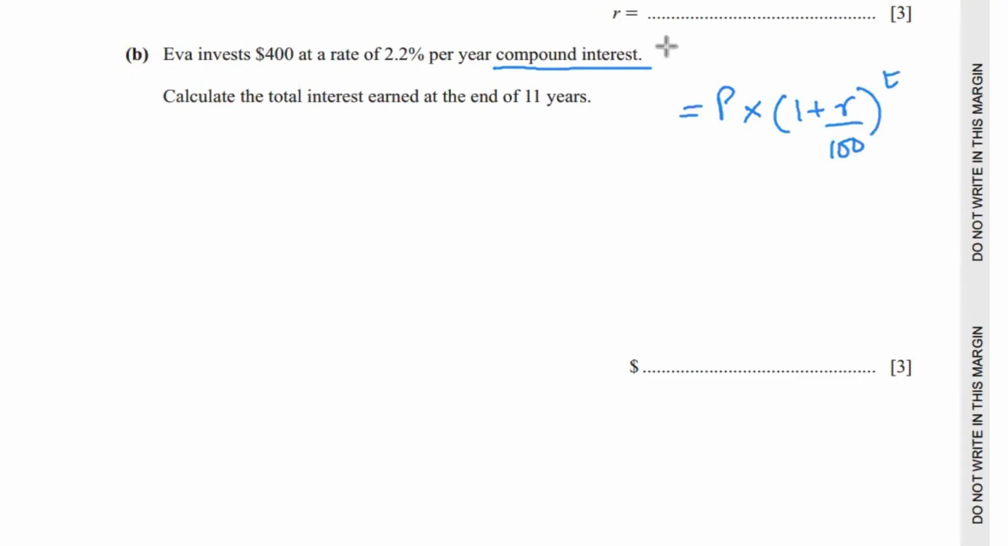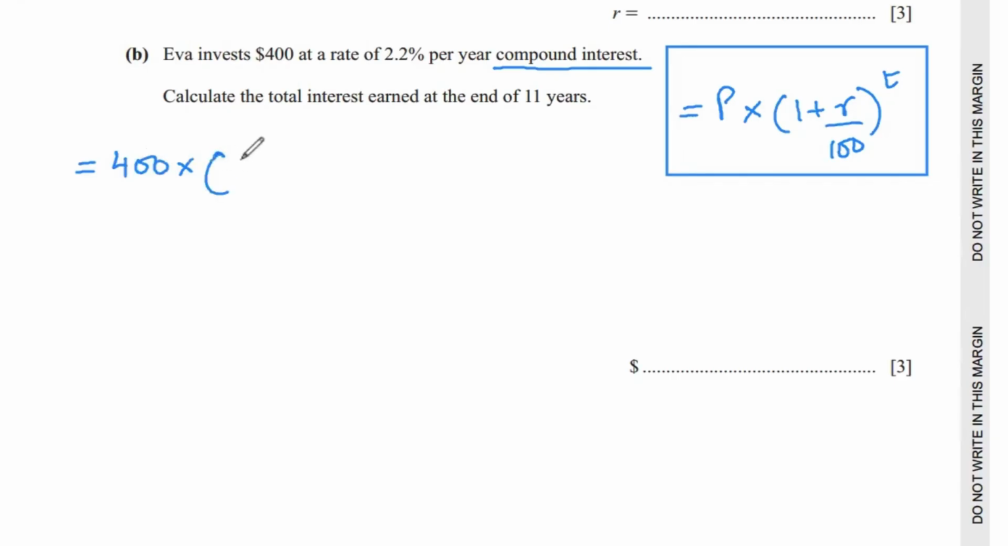And compound interest will give us the final value, once the interest has been added to the initial amount. For the simple interest formula, you get the amount of interest. In the compound interest formula, you get the final value of the amount that you invested. So it's going to be 400 times 1 plus 2.2 over 100 to the power of 11. That's equal to $508.18. Now this is the final amount.